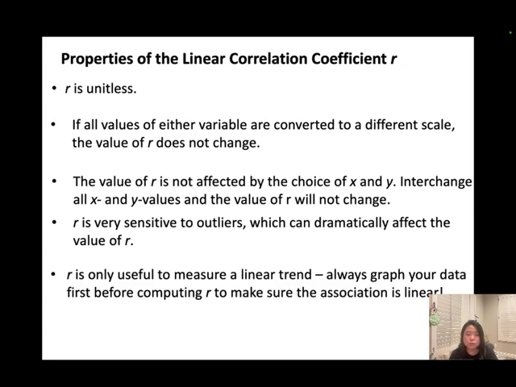R is only useful to measure a linear trend. Always graph your data first before computing R to make sure the association is linear. Again, when we want to calculate R, we have to look at the scatter plot, and the scatter plot has to show there is a linear correlation, and then we're gonna calculate R. If the scatter plot shows that there is a non-linear correlation, it would be meaningless to calculate R.